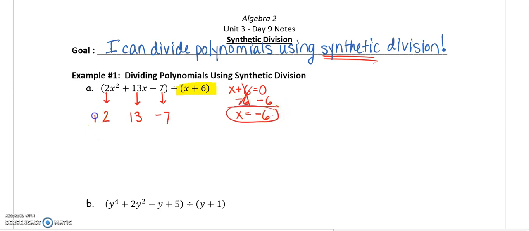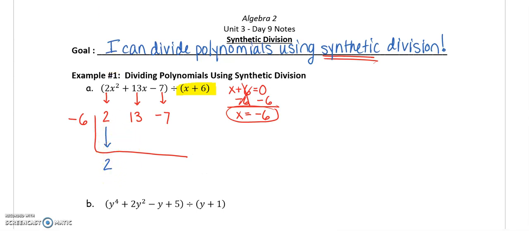Alright, so what we're going to set up is this box looking thing. We're going to put the number we're dividing by on the other side, and then we're going to start our process. Okay, so in order to do synthetic division, the first number is going to come down below this line, and below the line is where our answers are going to be, or at least part of our answers. Alright, so our first answer is going to be this 2 here.